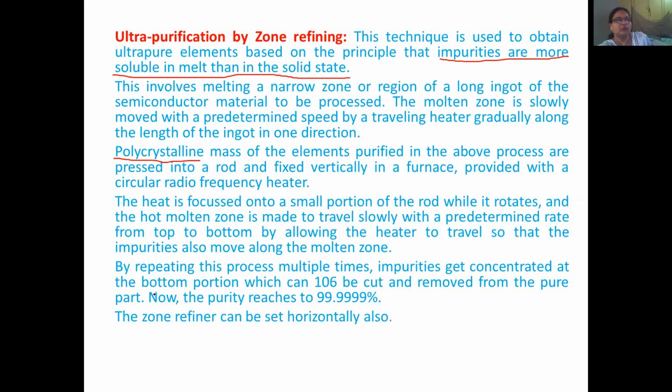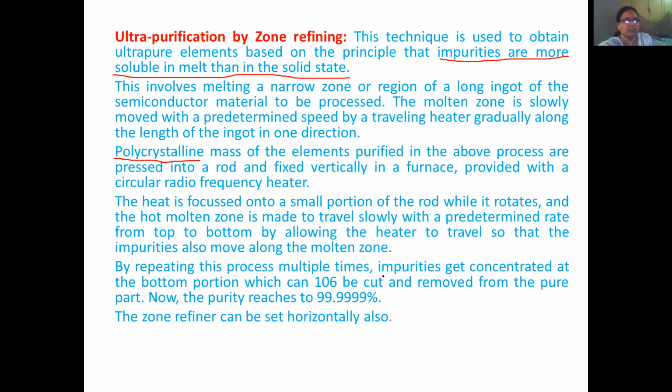By repeating this process many times, moving the circular heater along the rod, impurities get concentrated at the bottom portion, which can be cut and removed from the pure part. Now the purity reaches 99.9999%. The zone refiner can be set horizontally also.